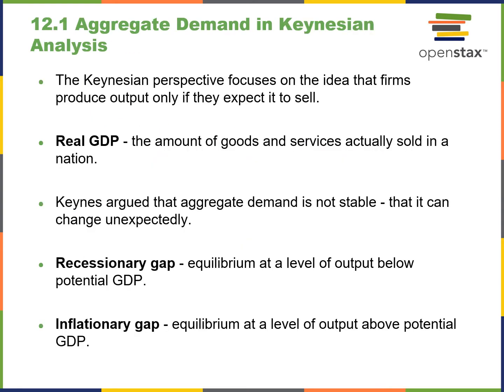Aggregate demand in Keynesian analysis: the perspective focuses on the idea that firms produce output only if they expect it to sell, which is pretty common sense. It's very intuitive. Real GDP is defined as the amount of goods and services actually sold. Keynes argued that demand is not stable, that it can change unexpectedly. A recessionary gap is an equilibrium at a level of output below potential GDP, and an inflationary gap is an equilibrium at a level of output above potential GDP.